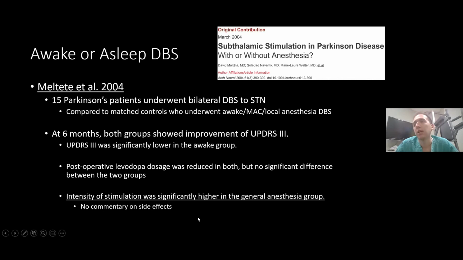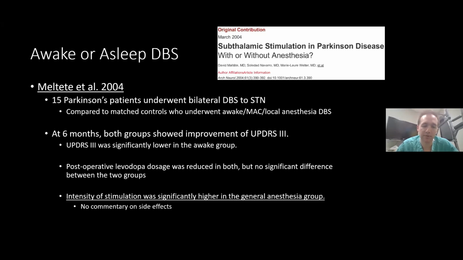So when these patients are awake, we give them a test dose of stimulation and we're able to see, with the neurologist there examining them, how much they're improving. Are they getting side effects, which is the biggest thing? They didn't really comment on this in the paper, but side effects are an important issue, because if you're not able to utilize the full strength of the DBS unit, you run into a wall where you can't stimulate them any further.